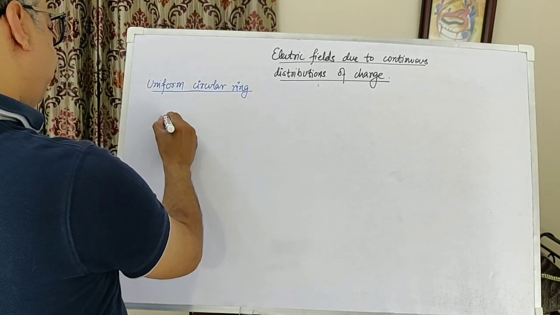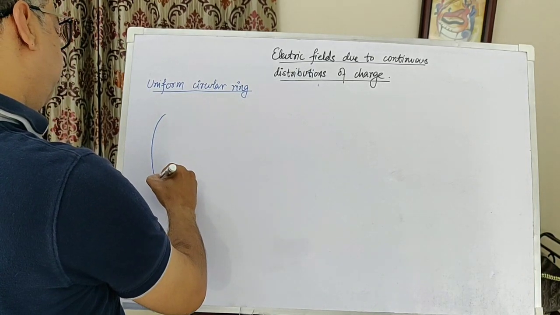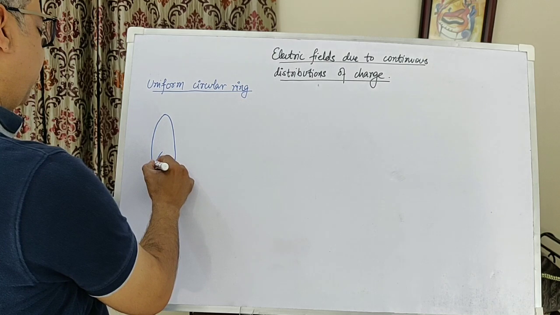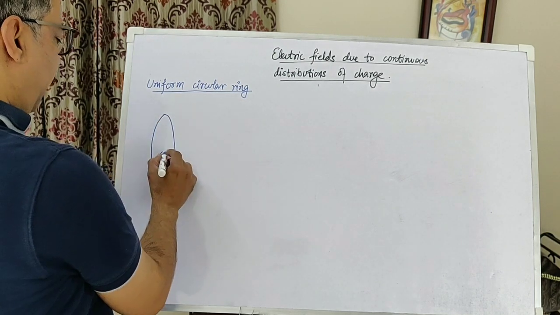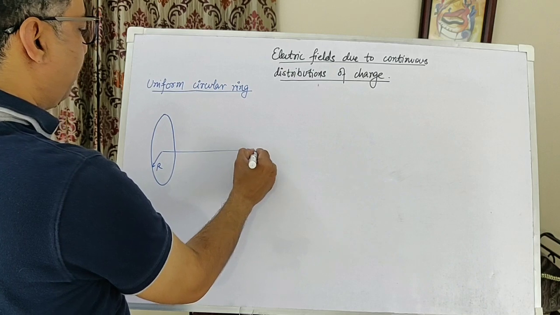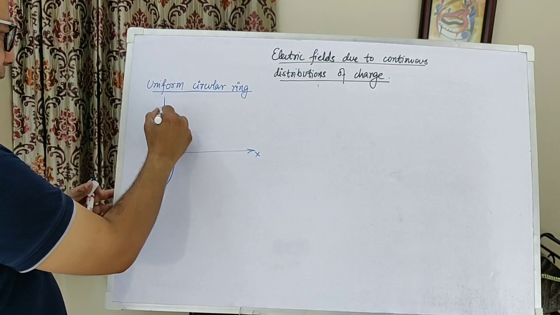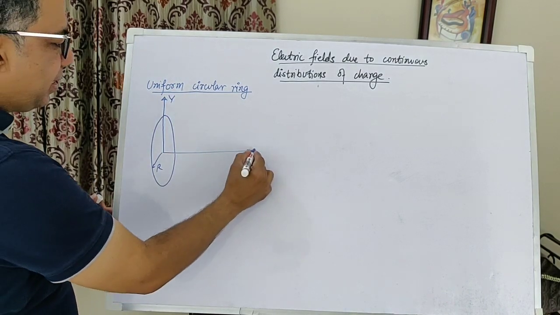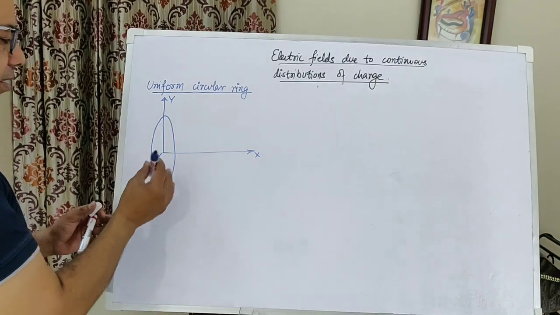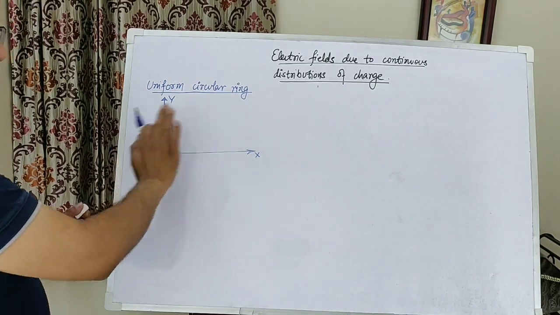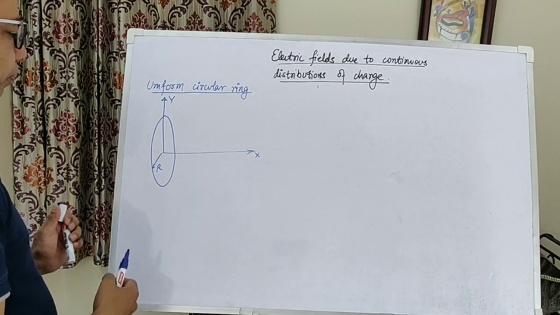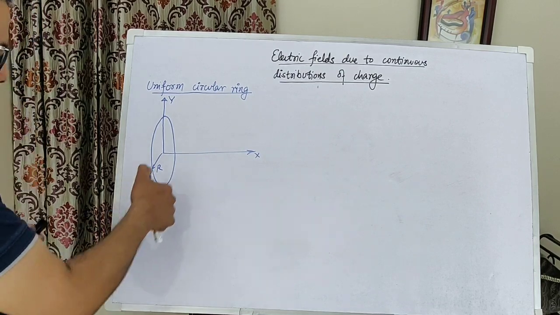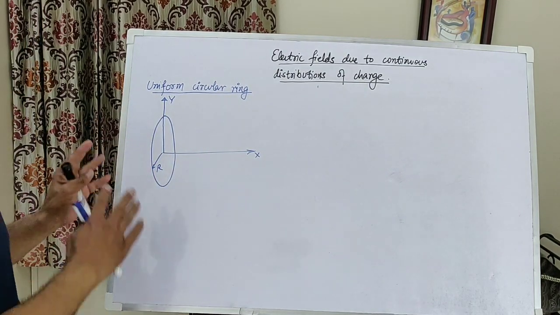Now let's say we have a uniform circular ring having a radius r kept in the YZ plane. This is the y-axis. The x-axis is the axis of the ring, and the z-axis is perpendicular to the plane of this board, and the ring is kept in the YZ plane. Since it's kept in the YZ plane, it kind of appears like an ellipse here.